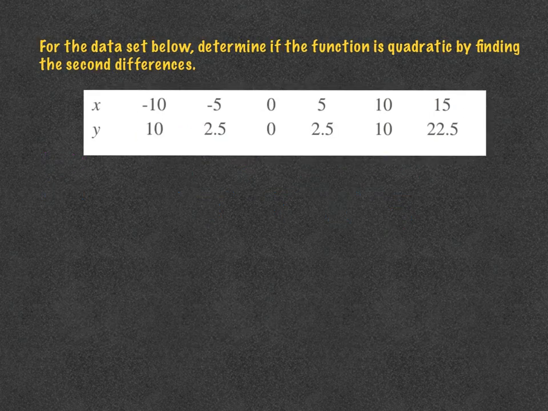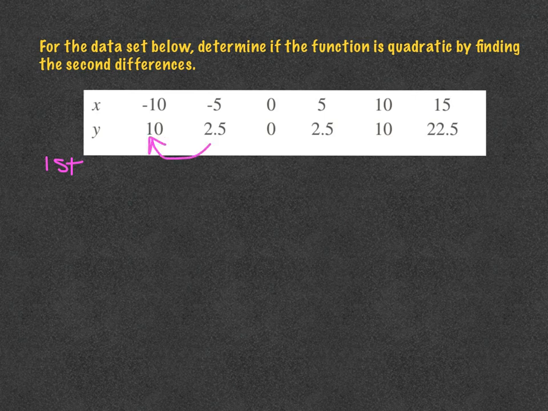Okay, so same directions apply. Identify if it's quadratic by finding the second differences. As with before and with every other time, to find the second differences, you have to begin with the first differences. So again, we take any term and subtract the one before it.